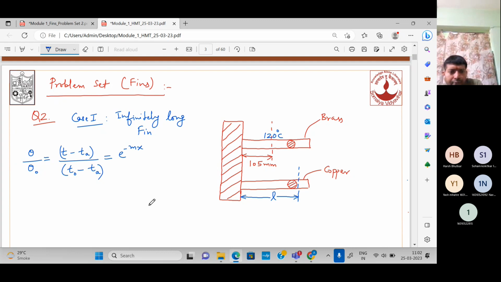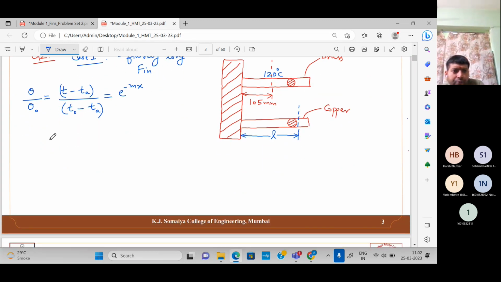From this expression we can find the value of T. We can write the expression for T as T is equal to Ta plus T naught minus Ta into e to the power minus mx. We'll get this expression. Now we will write this expression for brass rod and then for copper rod.